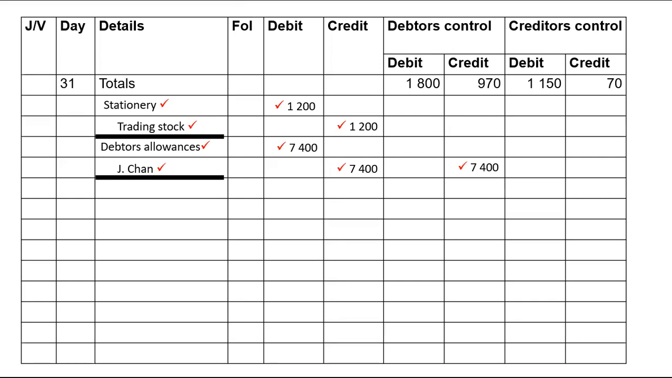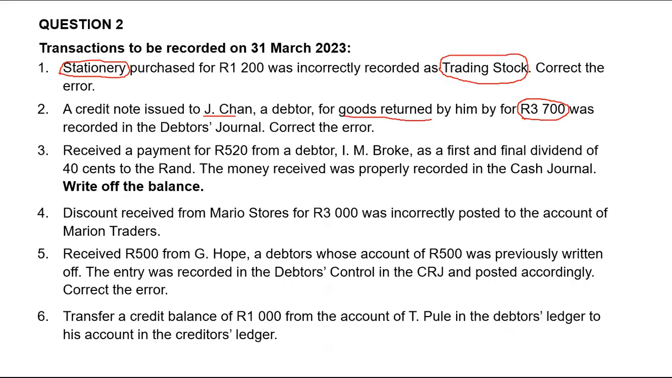Let's go to the next point, which is number 3. It says that we received a payment for 520 from a debtor. It's I Am Broke. I see that. Nice one, examiner. I Am Broke as a first and final dividend of 40 cents to the rand. The money was received. Money received was properly recorded in the cash journal, which is the cash receipts journal. We need to write off the balancing figure or the balance.